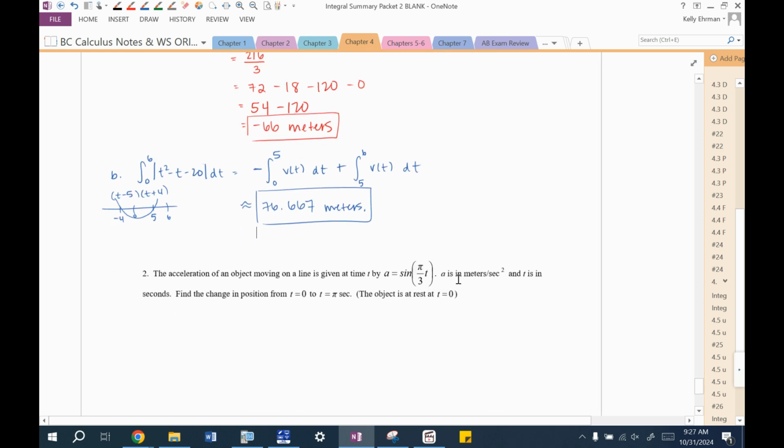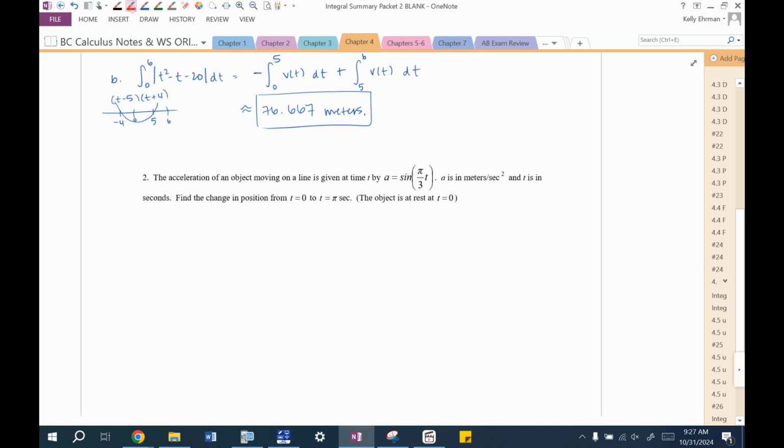All right, number 2. The acceleration of an object moving on a line is given by this. Find the change in position from 0 to pi. The object is at rest. V of 0 is 0. So in order to get a change in position, we need a velocity function. In order to get a velocity function, we integrate the acceleration function.